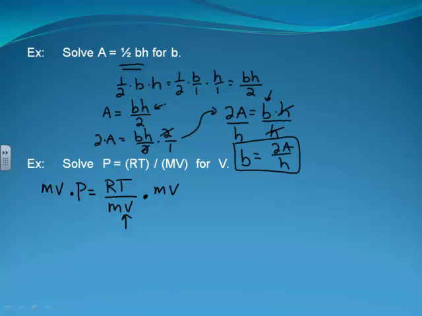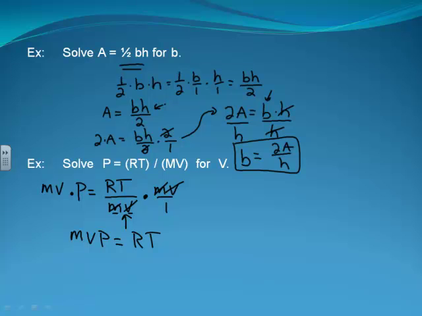Or another way to think about that is the opposite of division, and both M and V are being divided. The opposite of division is multiplication. So we're going to multiply both sides by MV. That will cross-cancel your M out. It also cross-cancels your V out. Now we've got, on the left-hand side, M times V times P, and on the right-hand side, we're left with R times T.